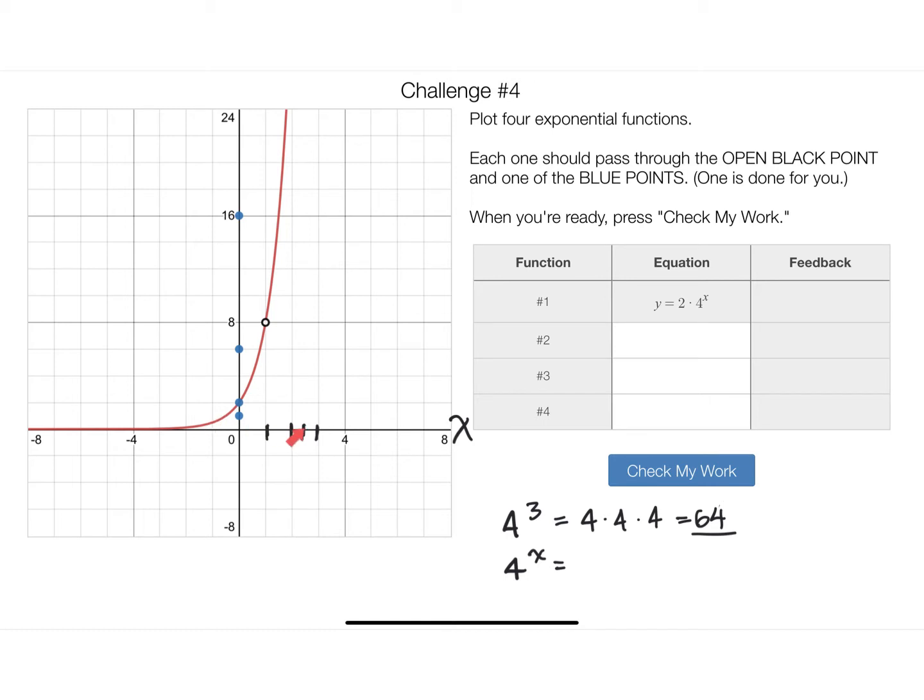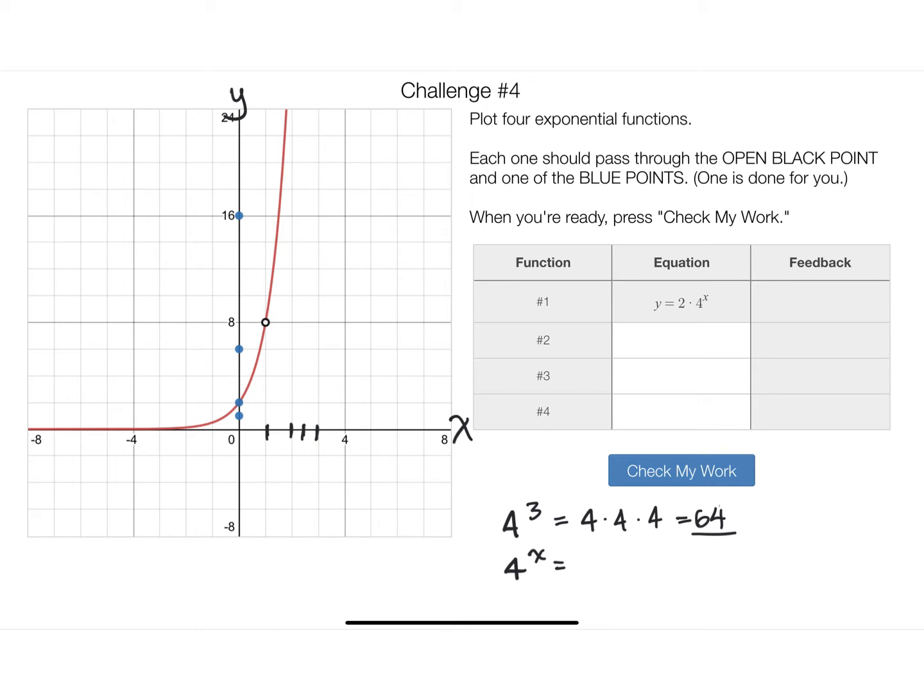If I plugged in x equals 2, I'd go off the screen. So let's say x is 1.5. If I went over to 1 and a half up here, I could estimate what that value was, and with the actual function, you can get the value. X is here, Y is here, we can use that.